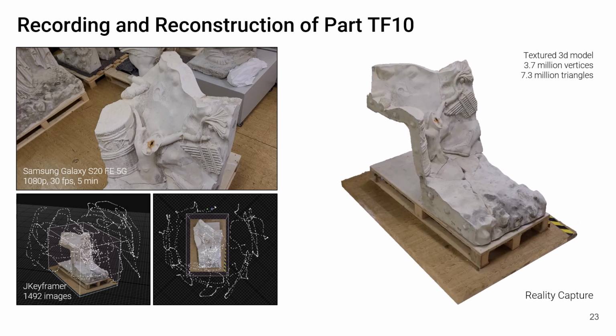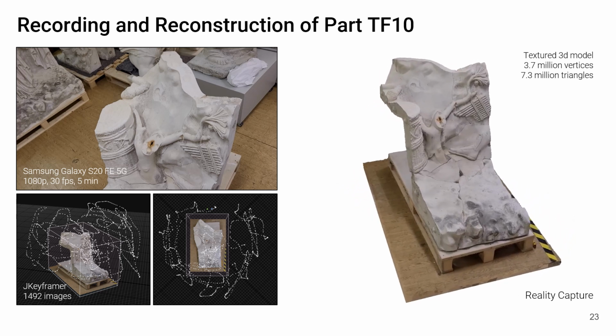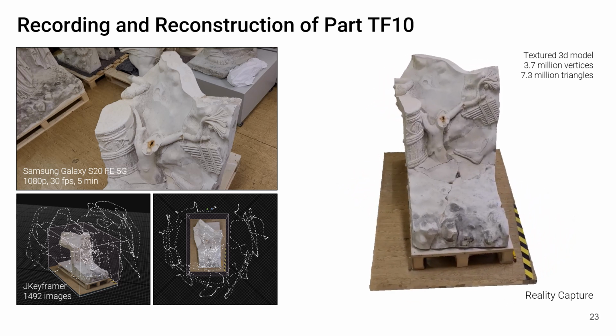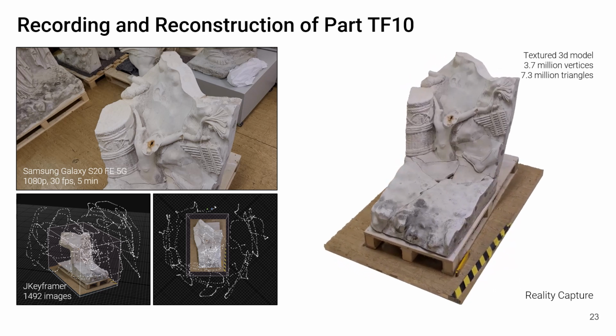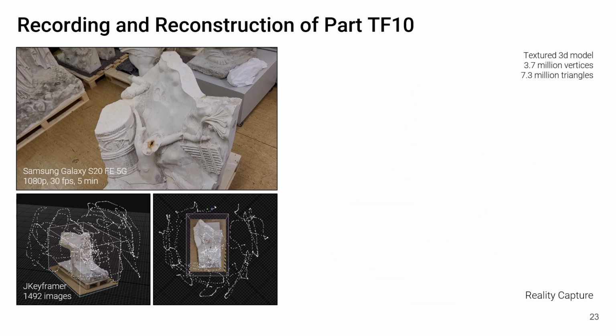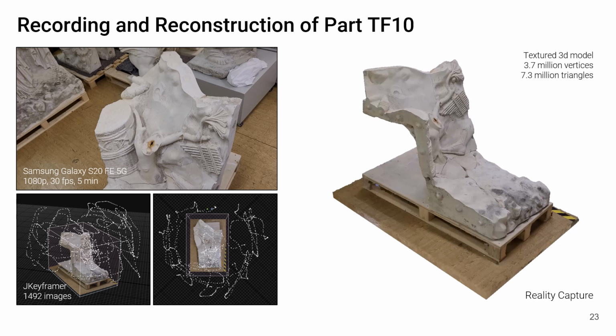At the top left, we see a video recording that is about 5 minutes long. Below, we see the individual photos selected by Keyframer as white dots and the resulting model in Reality Capture. With 3.7 million vertices and 7.3 million triangles, we were able to create a very promising textured 3D model.